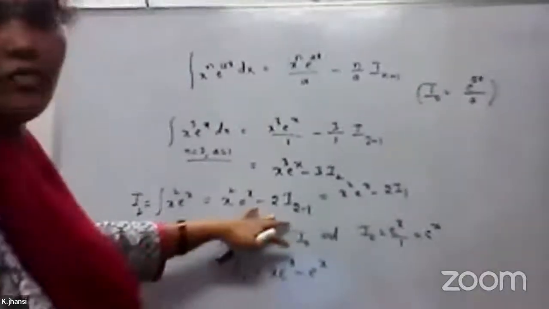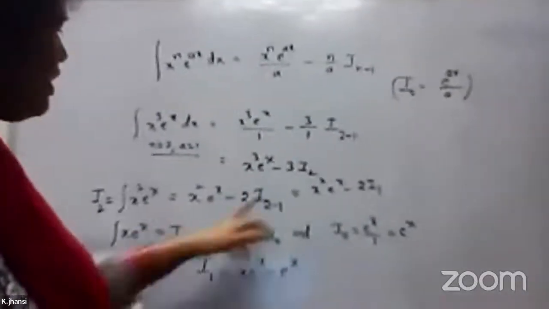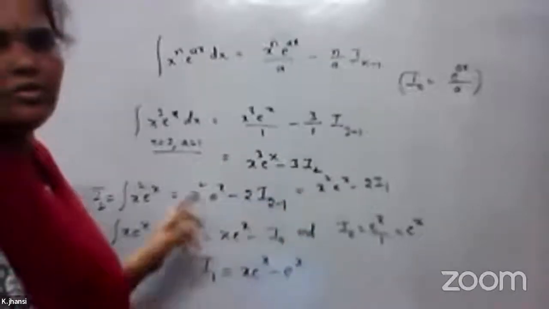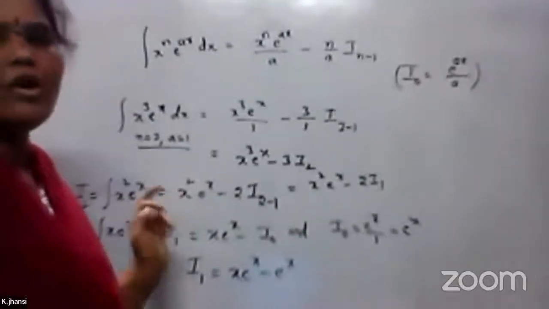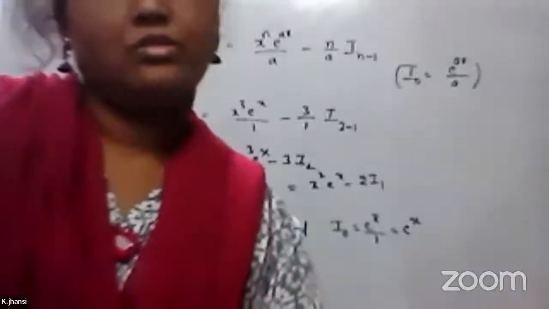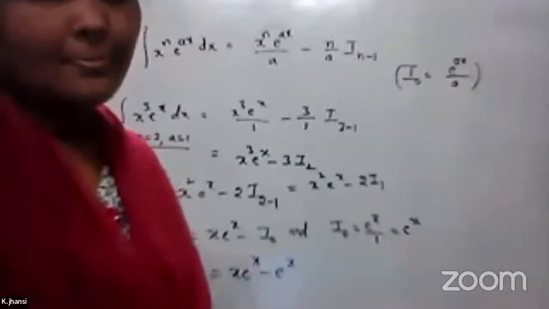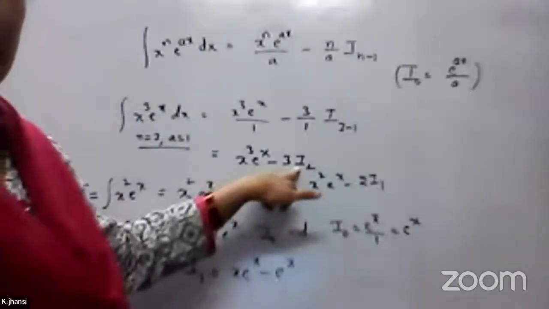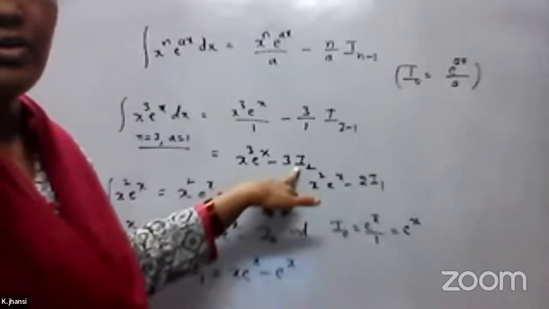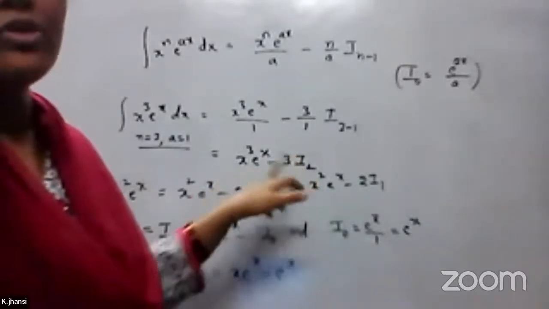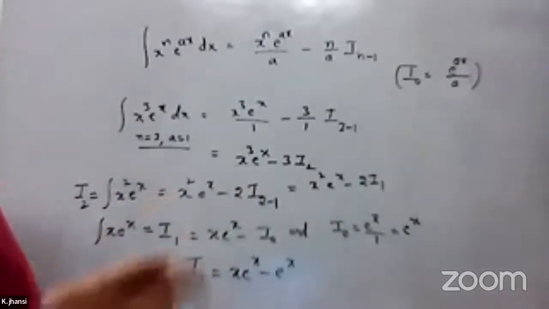Okay, just a substitution of the values. Wherever you have doubt, now you are able to see. Yes, ma'am. Now the length is very big, no? You are not getting it? Getting, ma'am. Now perfect, ma'am. So x cube e power x minus 3 I2, up till here it is clear, no? Up till here you are able to see. Yes, ma'am.